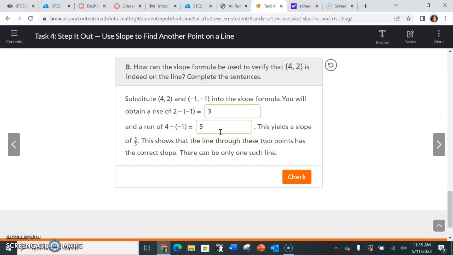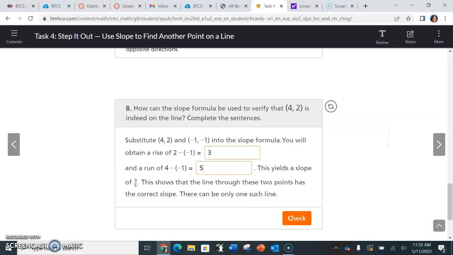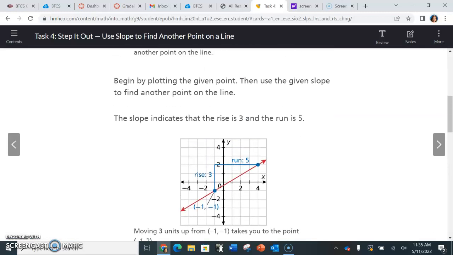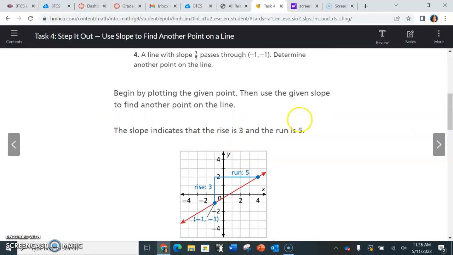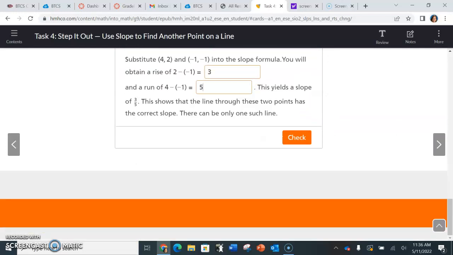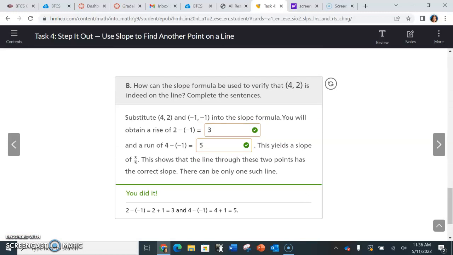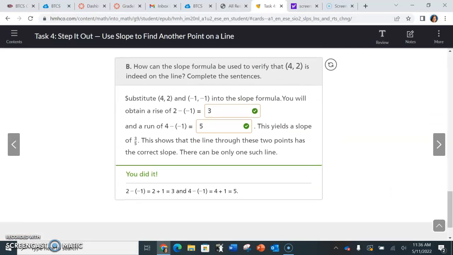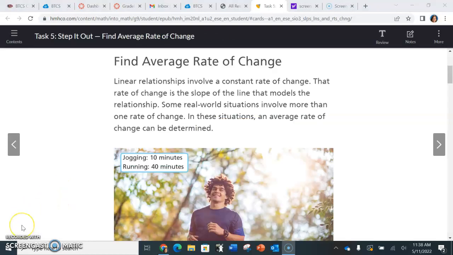This shows that the line through these 2 points has the correct slope. So if you go back up here, remember it says that the slope is a rise of 3 and a run of 5. So the line with a slope of 3/5, and since we just used those 2 points to check that, we can determine that (4, 2) is a point on that line. All right, that's all for task 4. If you have any questions, let me know.